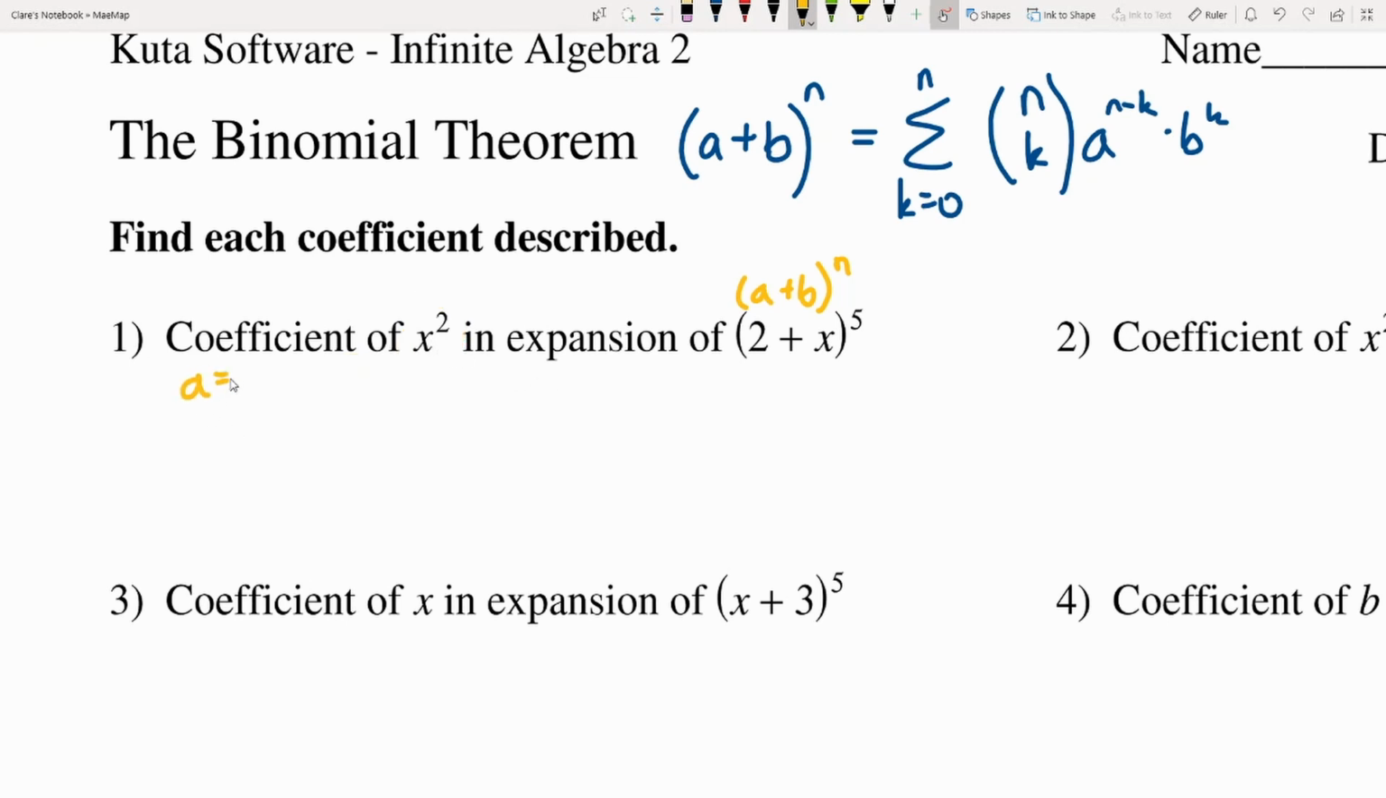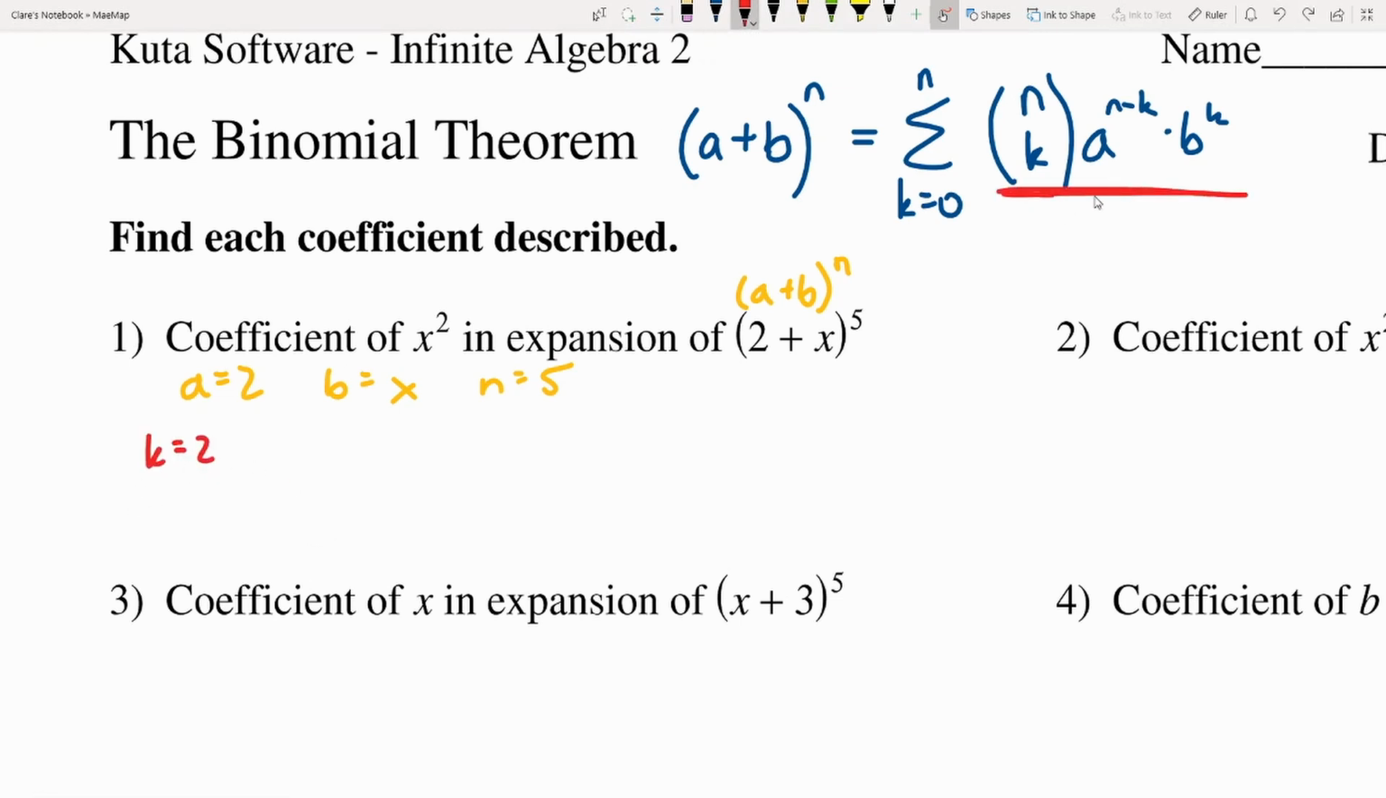If a is 2, b is x, and n equals 5, looking at our formula, I want to see when this is b squared. So I'm going to write this out when I have a k value of 2. Instead of summing everything up to expand the binomial into a polynomial, I'm just going to look at one term and find the coefficient of that one term, when k is equal to 2.